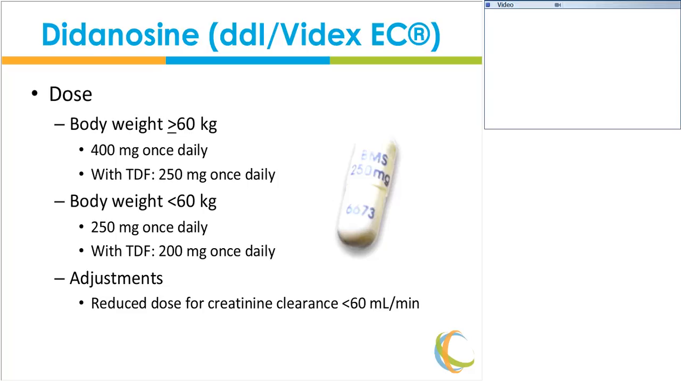If the patient weighs less than 60 kilograms, the recommended dose is 250 milligrams, with a reduced dose of 200 milligrams if it is co-administered with tenofovir. It is important to take this medication a half hour before or 2 hours after a meal. Because this medication is renally eliminated, a reduced dose is recommended for patients with a creatinine clearance less than 60 milliliters per minute.